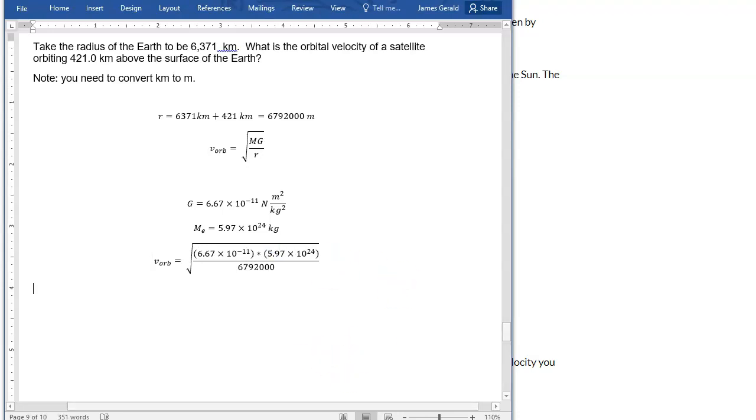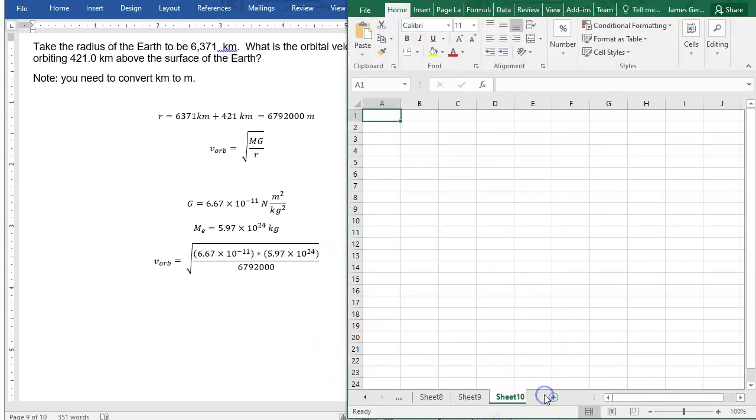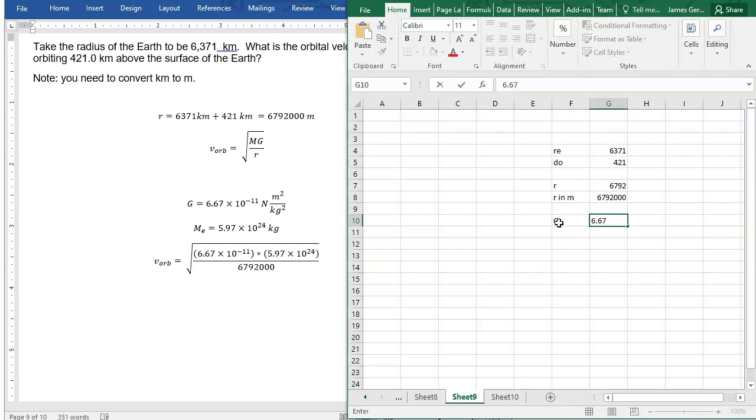Well, let's hop over to Excel real quick. G is 6.67, and remember for Excel, you use e minus 11 to get times 10 to the minus 11th. Mass of the Earth, 5.97 e 24. All right. So now we have V orbital. Orbital velocity is the square root of G times M divided by radius in meters.